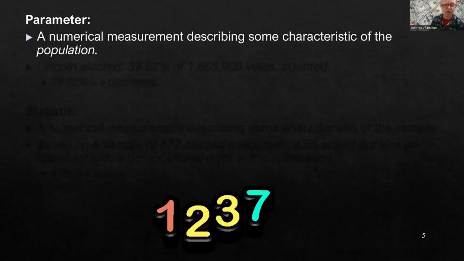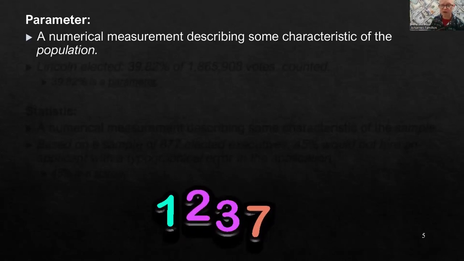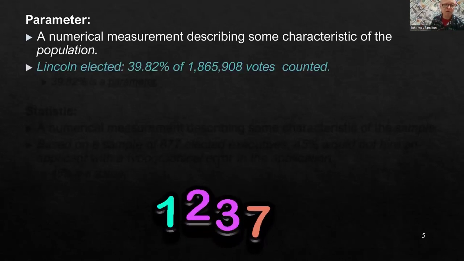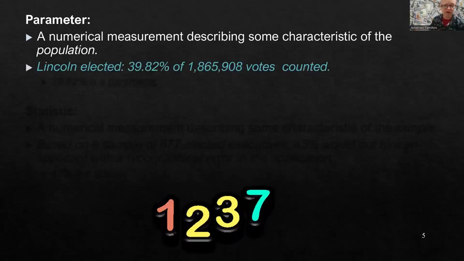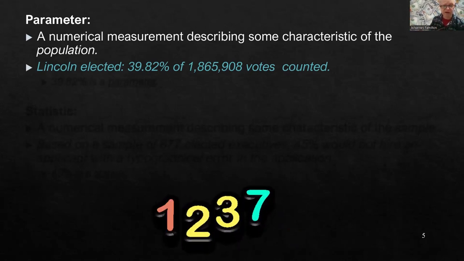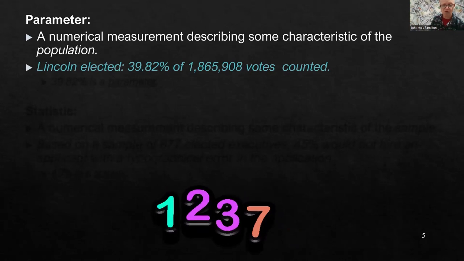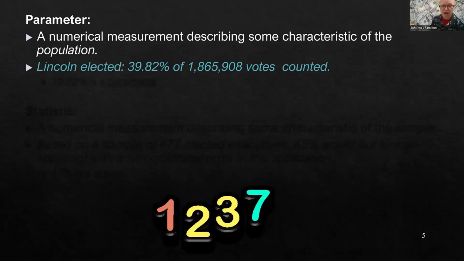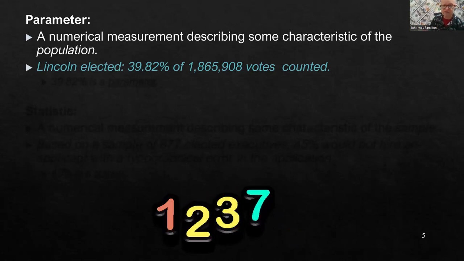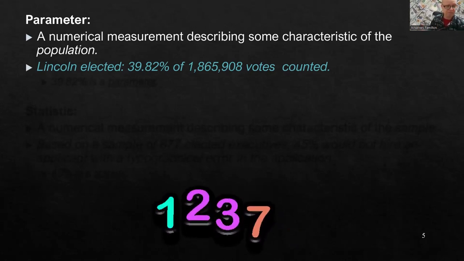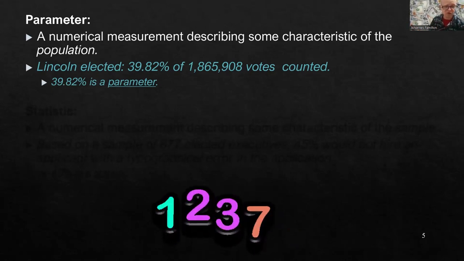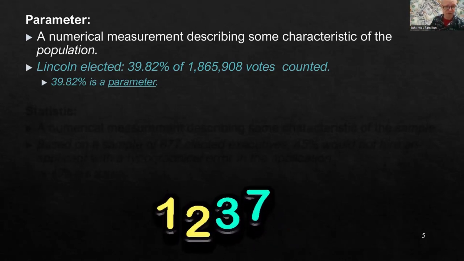Parameter: a numerical measurement describing some characteristic of the population. For example, Lincoln was elected with 39.82% of the 1,865,908 votes collected. The 39.82% is a parameter.